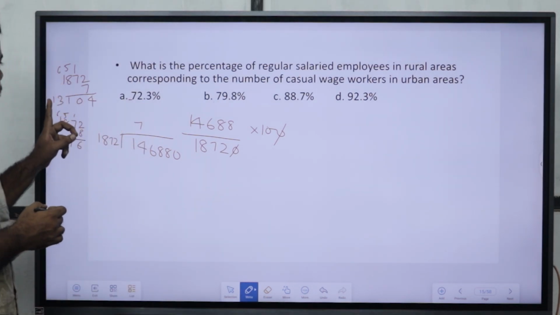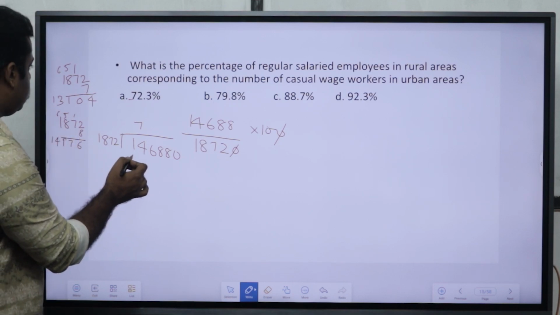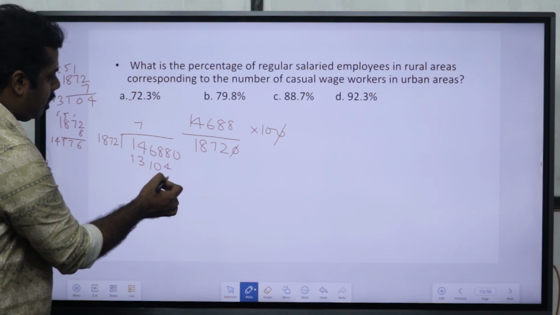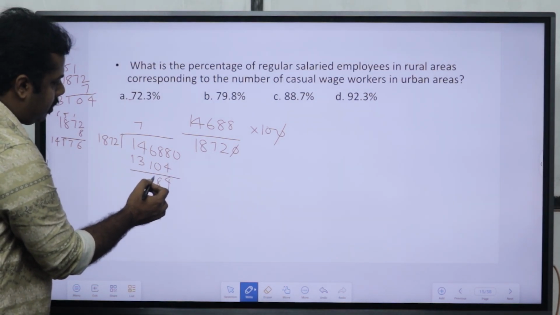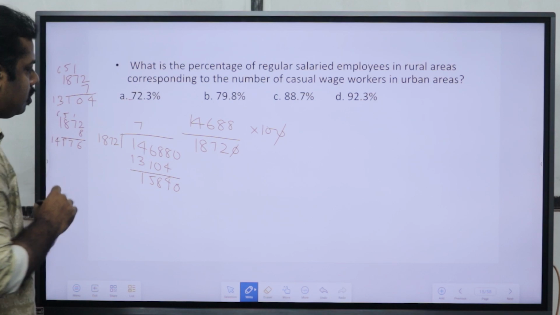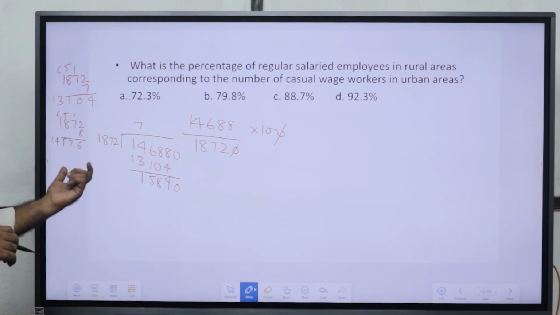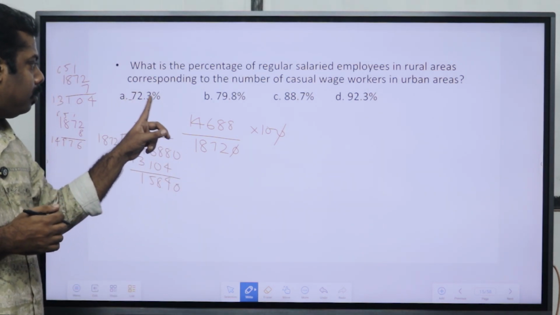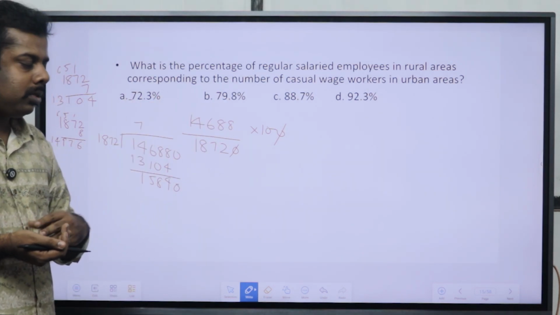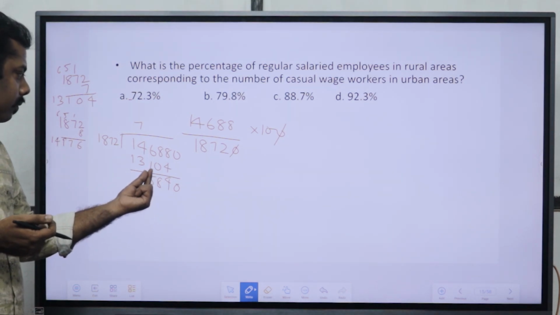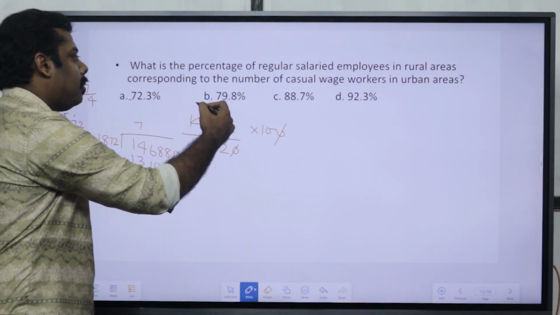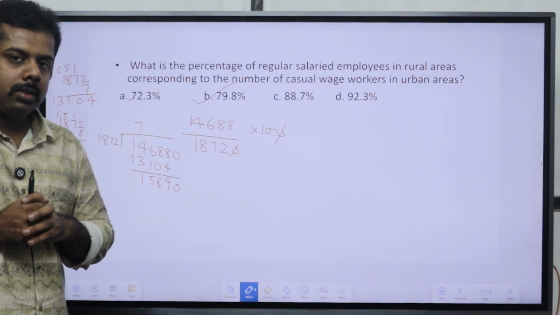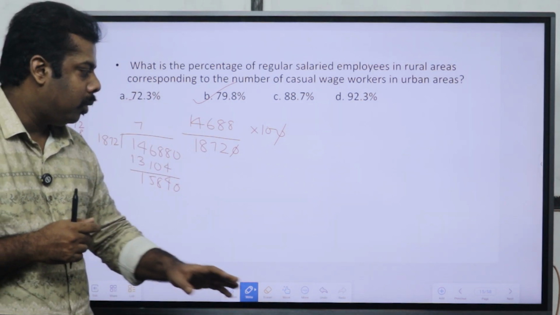So 7 times is what? 13,104. Just taking the difference here, 1584. So the option starting with 7 is 72.3 and 79.8. So it is obvious it has to be going with 9 times. So we can just mark the answer here as option B, that is 79.8 percentage will be the answer. Moving on to the next question.